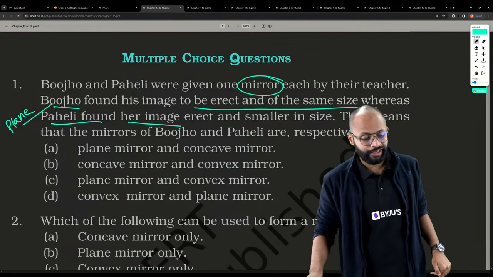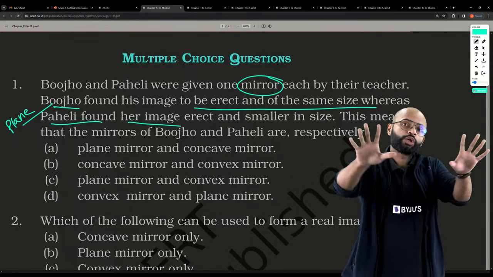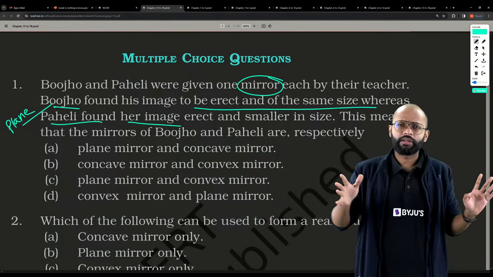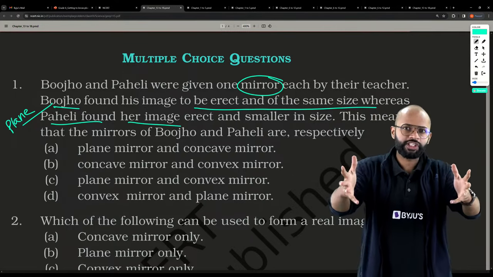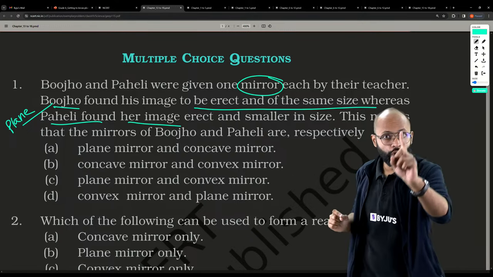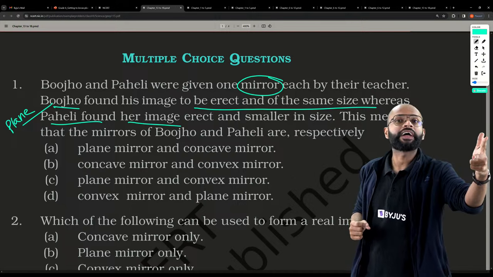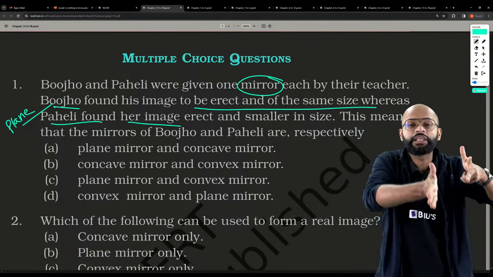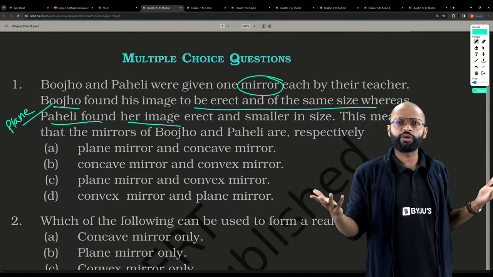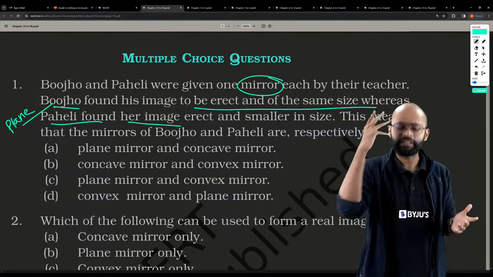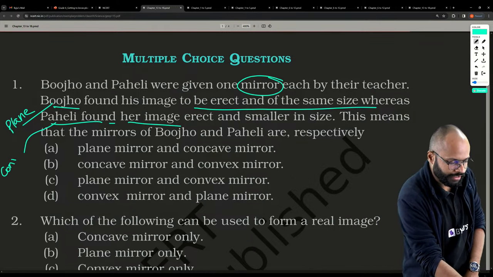Paheli found her image erect and smaller in size. Oh, sir, plain mirror will always form an image which is equal in size. It cannot be plain mirror. Either concave mirror or convex mirror. Ab ye batao. Concave mirror and convex mirror both can form virtual image, we all know that. But concave mirror will form virtual, erect and magnified image when the object is very close to the mirror. Hai na? But a convex mirror is always going to form virtual, erect and diminished image. Easy nahi ho gaya. Bhai, Paheli ke paas kya hai? Paheli has a convex mirror.